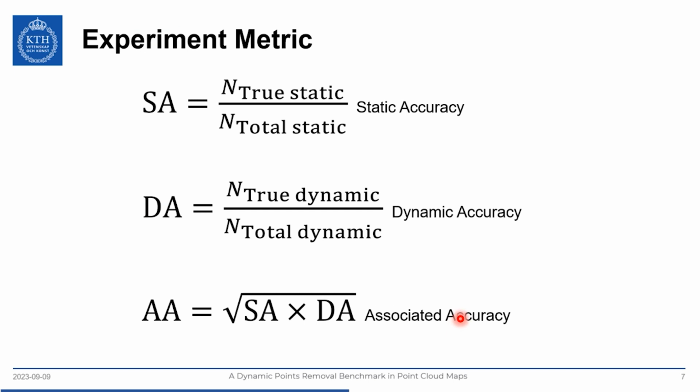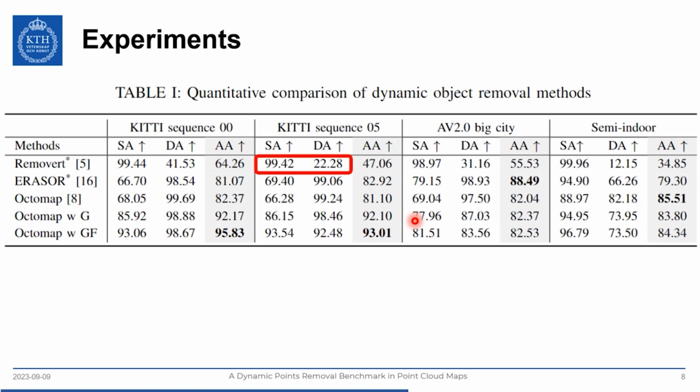Now it's time for experiments. First, it's about the metrics we proposed. The map clean task aims for two goals: remove true dynamic and keep true static points. This process involves maintaining high recall in classification of both dynamic and static, often referred to as dynamic accuracy and static accuracy, respectively. Additionally, we utilize the associated accuracy calculated using the geometric mean as a comprehensive metric that combines both accuracies, offering an overall assessment of the algorithm performance. All metrics are point level.